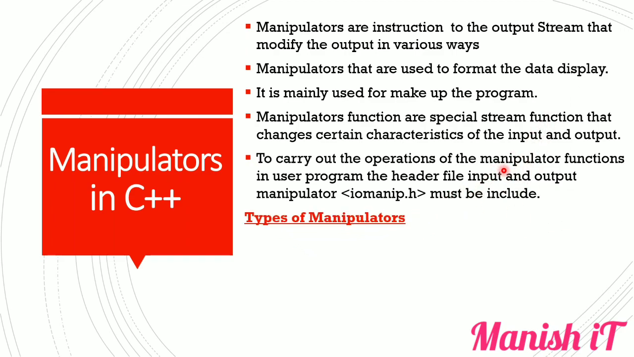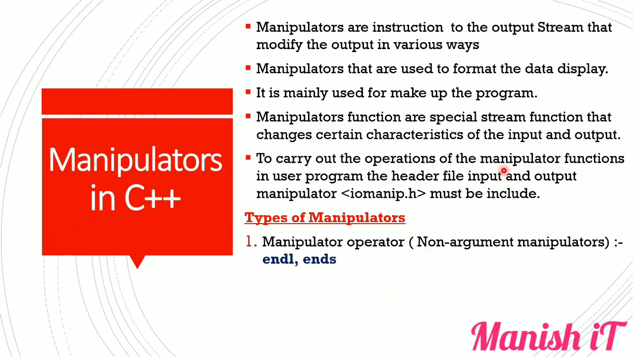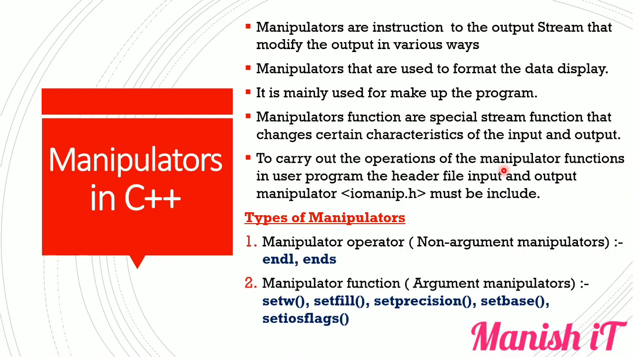Next, there are two types of manipulators. The first is the manipulator operator and the second is the manipulator function. The manipulator operator is also called a non-argument manipulator, that is endl and ends. Next, the manipulator function is also called an argument manipulator. In that we have setw, setfill, setprecision, setbase and setiosflags. These all come under manipulator functions. So all belong to iomanip.h.